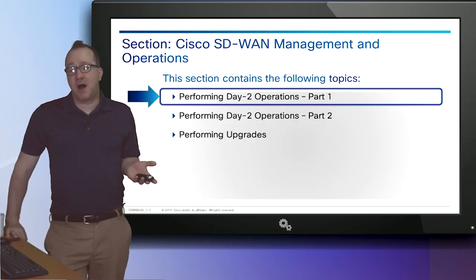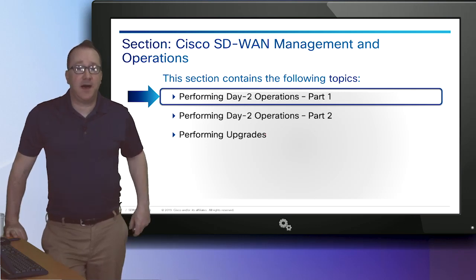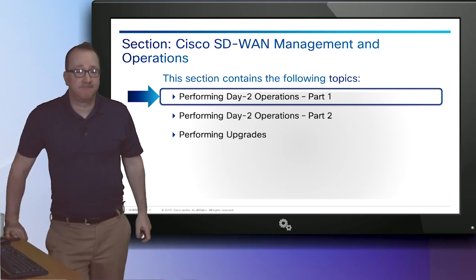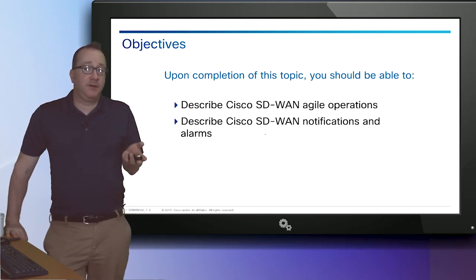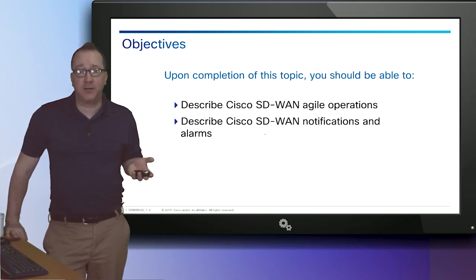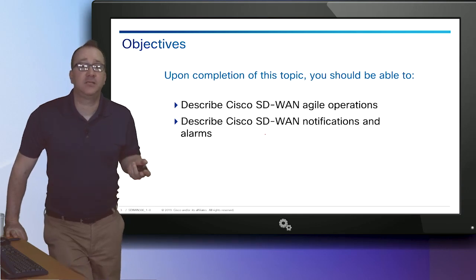So basically, we're going to cover monitoring, logging, and using that REST API to make calls to the system. On the completion of this, you're going to be able to understand Cisco SD-WAN agile operations and SD-WAN notifications and alarms.